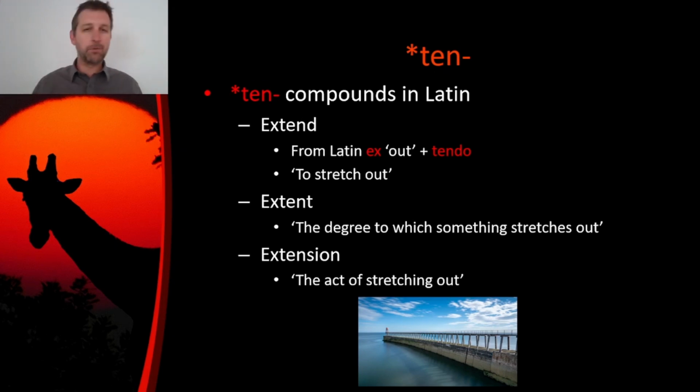So I started with this one because this one's actually very simple. With some of these, we're going to see that the semantics have evolved and it's not as simple as 1 + 1 = 2. In other words, the two parts of the word don't necessarily add up to exactly what the word means. And some of these we're going to look at. But in this one, it clearly does. Ex means out, tend means stretch, and there you go. Extend means to stretch out.